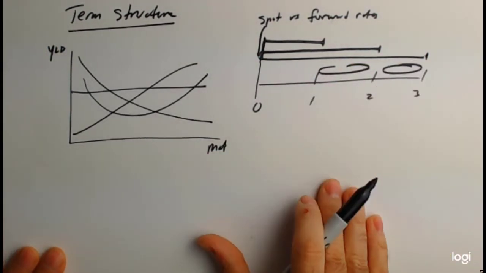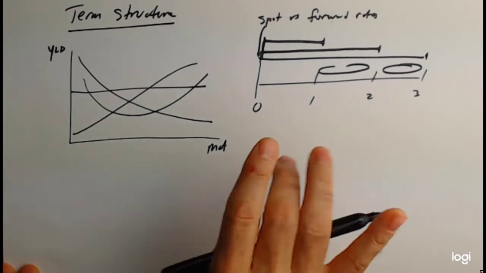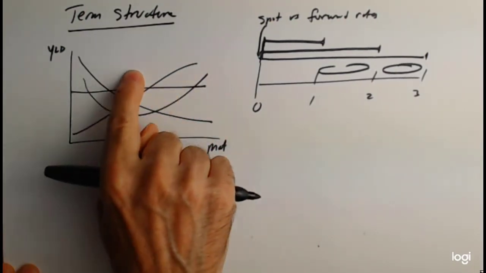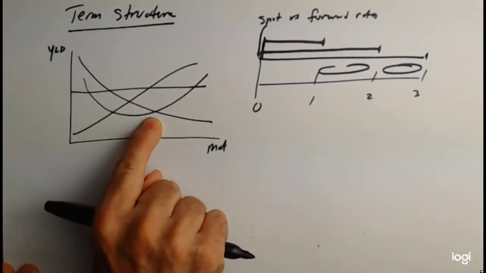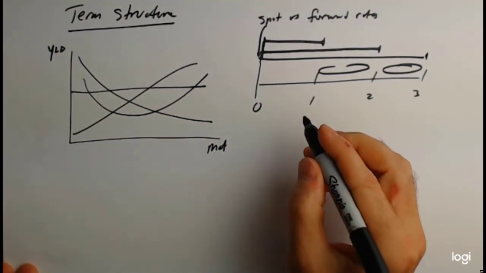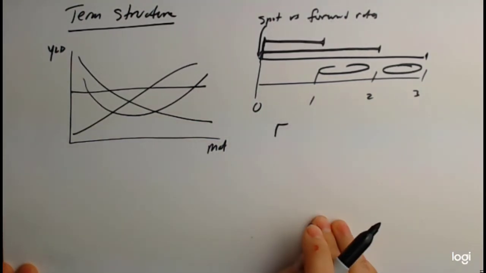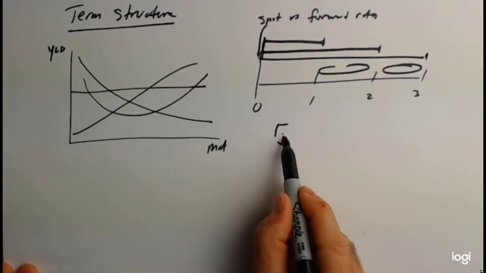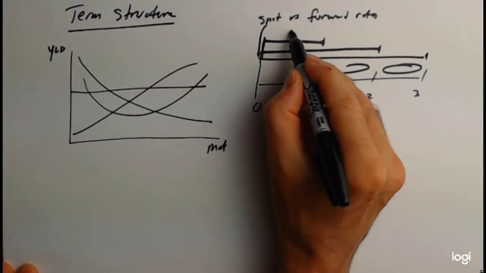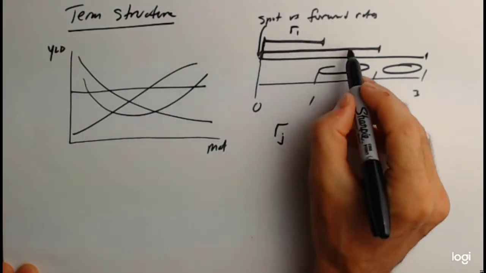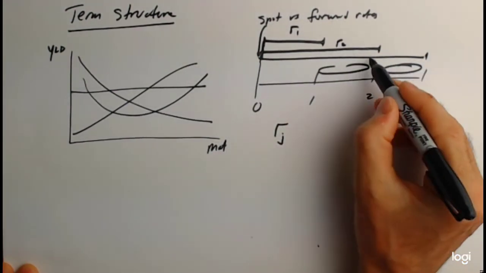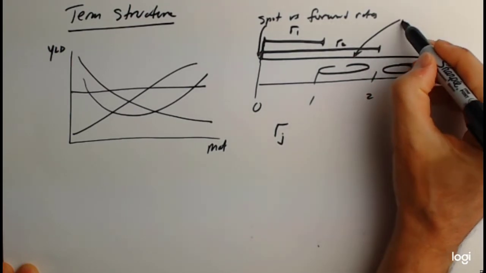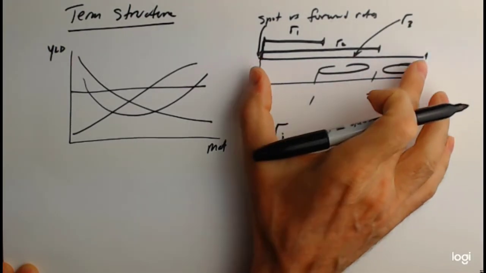Okay? We need to look at that because that can help explain these shapes, the various shapes. So let's introduce some notation. Spot rates are denoted by R with, let's call it a J, and J represents the duration. So this would be R1 for 1 year. This would be R2, and this guy right here would be R3 for that 3-year duration.